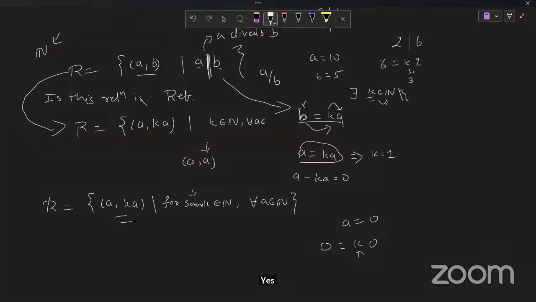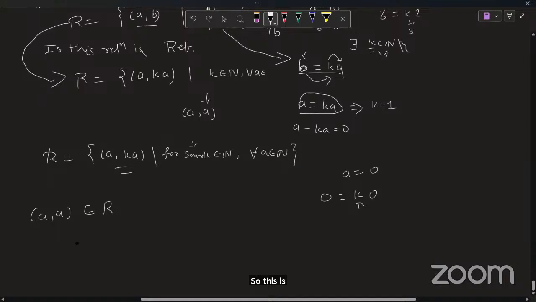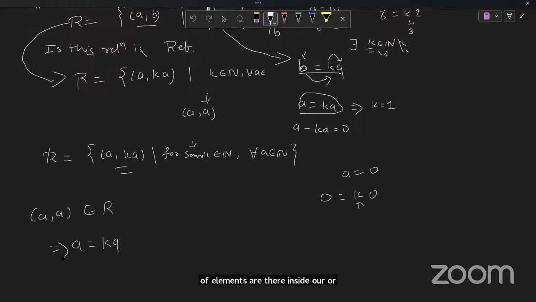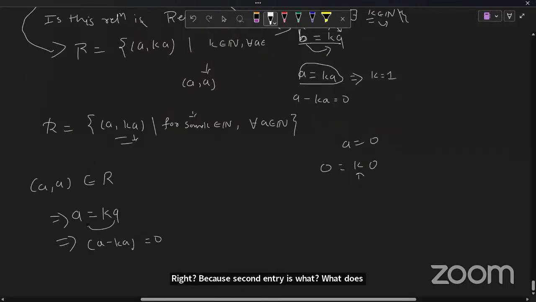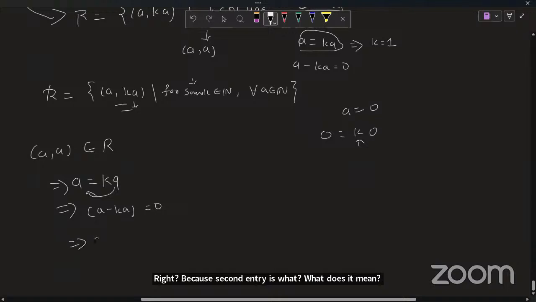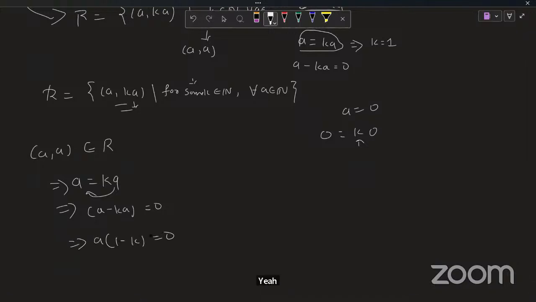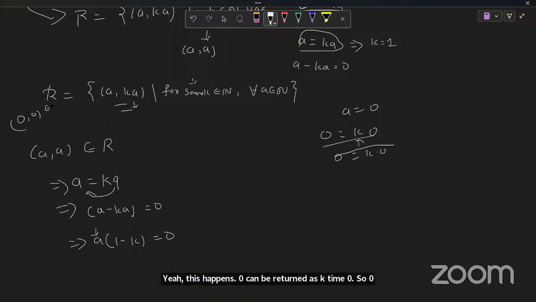Now what I need to see is whether this kind of element is there inside R or not. What does it mean? It means that A has to be equal to KA, right? If this happens, this implies this, because the second entry is KA. I am taking this to this side. Take A as common. What will you get? Since A is not 0 always; if it is 0, we have seen that this happens. 0 can be written as K times 0, so (0, 0) is there. (0, 0) is there, we already know. Now we need to check for those elements which are not 0.